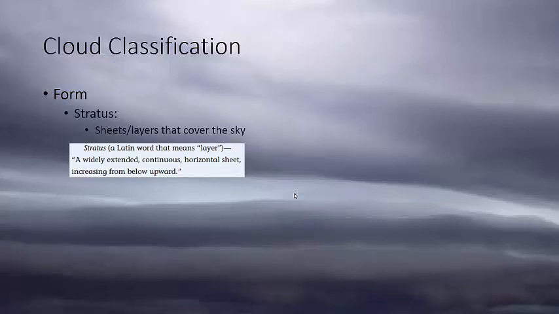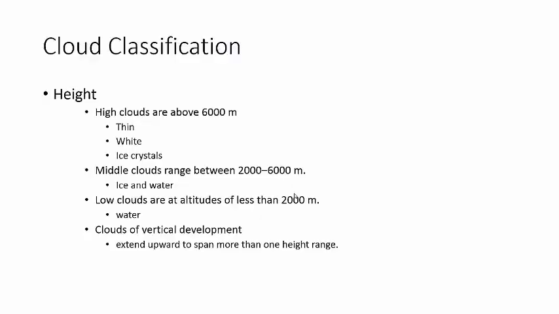Stratus clouds. Ugh. Okay, so we talked about the layers of the atmosphere, and we said, well, the stratosphere, right? The layer sphere that has the ozone layer in it. Well, this is the same thing, the stratus clouds. This is just a layer of clouds. Right? A sheet or layer that just covers the sky. That's a stratus cloud. Alright, so those are the three main forms, cirrus, cumulus, and stratus.